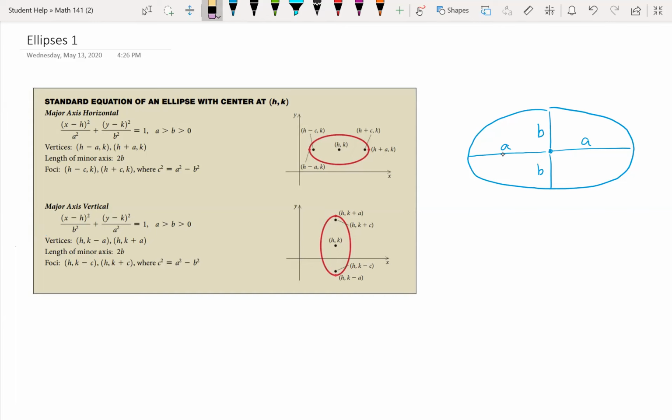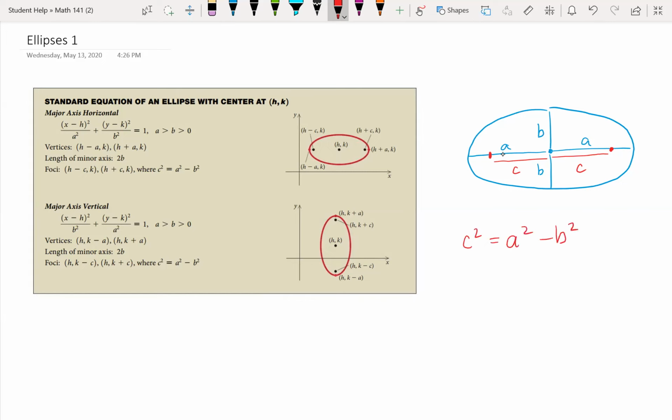And then the other thing to take note of is that we have this other variable that's sort of behind the scenes that relates to these 2 points that are called the foci, 2 here, and one is here and one is here. And this distance here is C. This distance here is C. And you can see we've got this relationship that's written. It's called C squared equals A squared minus B squared.